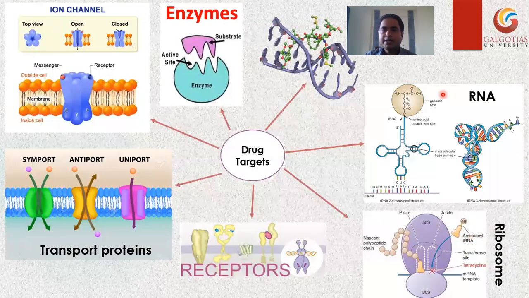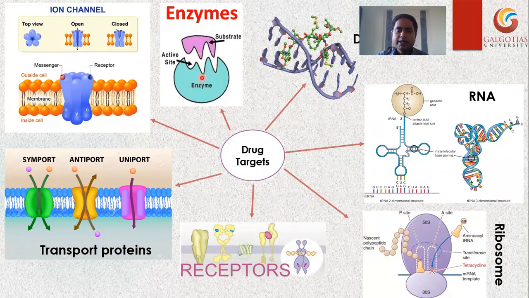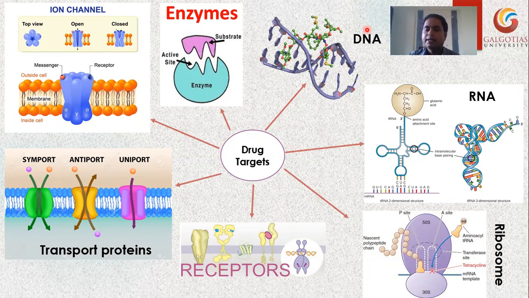So a target can be an enzyme, it can be a protein, it can be DNA, it can be RNA, it can be a ribosome. The protein can be classified as an enzyme, it can be an ion channel, it can be a transport protein that has the function of symport, antiport, and uniport. It can be a receptor. So these are the various drug targets which are available for the drug efficacy and mechanism of the drug.